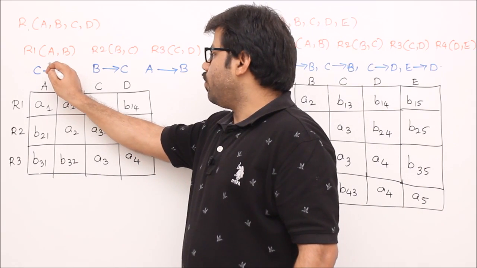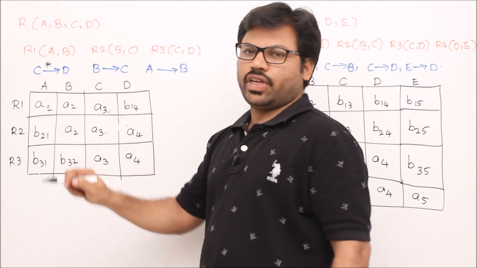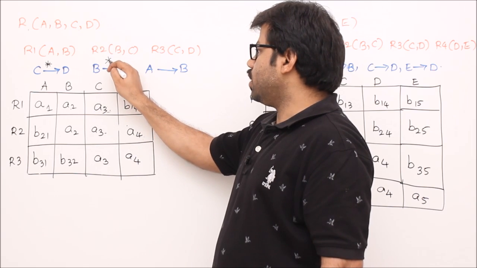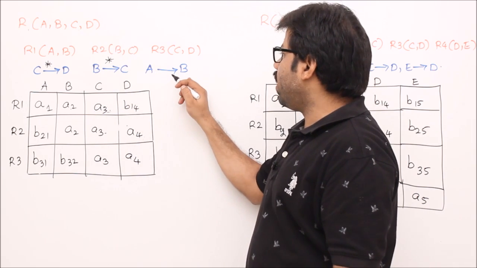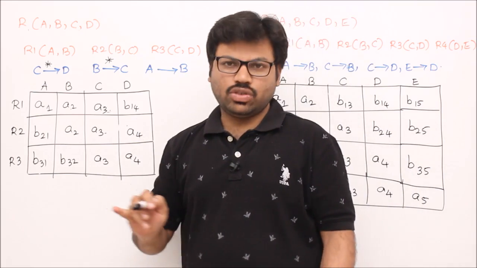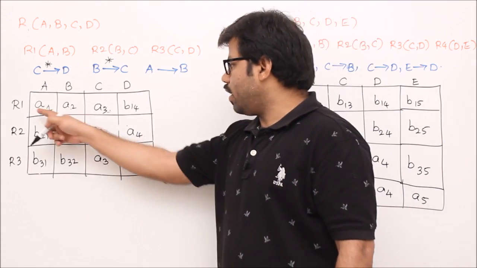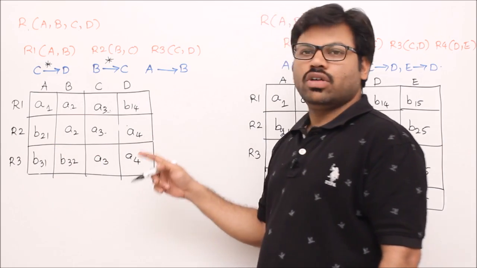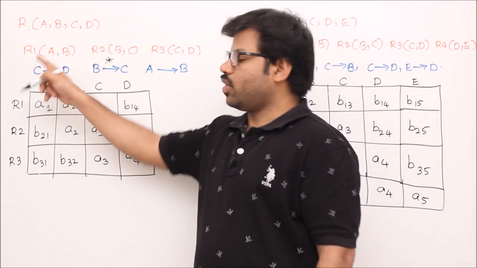So far, we processed C to D, there was a modification, and we processed B to C, there was a modification. Later you applied A to B, there was no modification. But should I go back? Yes, you should go back. Before that, is there any row with all the A entries? No. Then we have to continue the process.